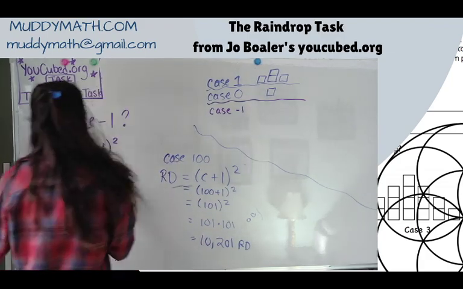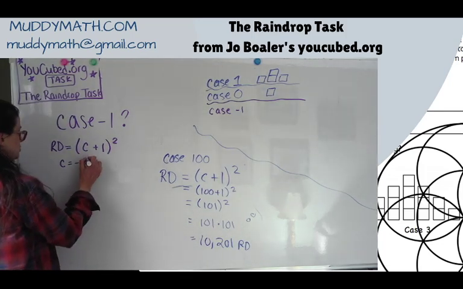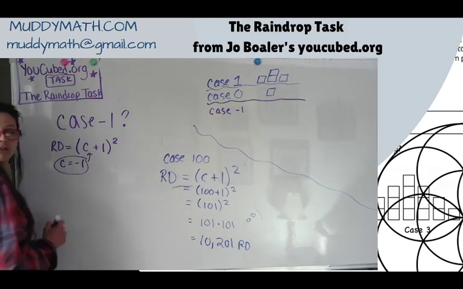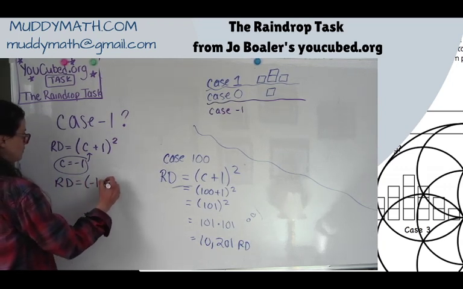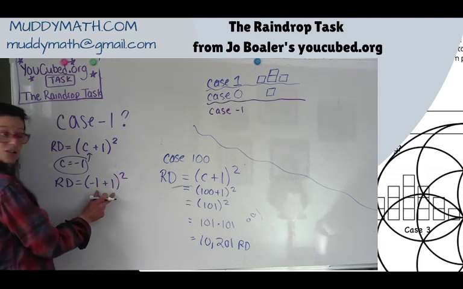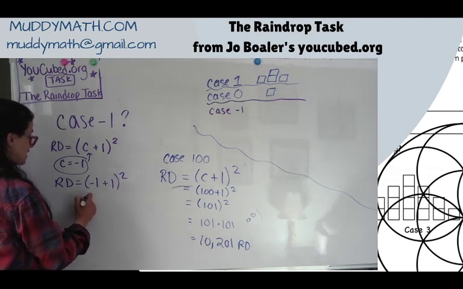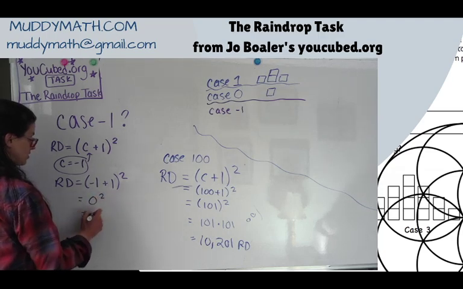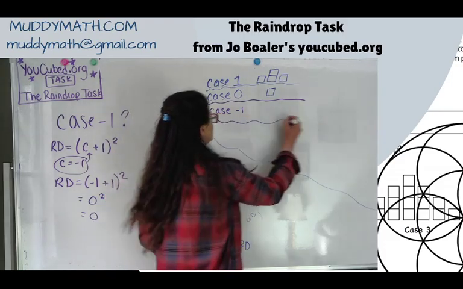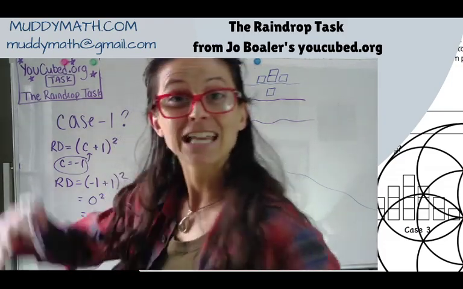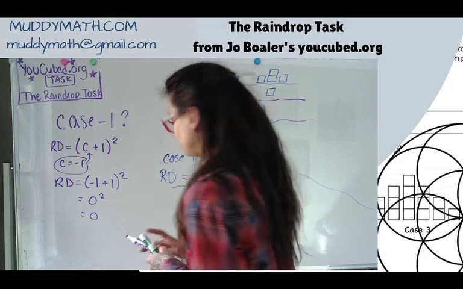Let's see. So negative 1, we'll substitute c equals negative 1 in for the variable c. We get the raindrops equals negative 1 plus 1 squared. These are opposites, okay? They are additive inverses, so we get 0 squared, which is 0. Okay, so case negative 1 doesn't have any squares. This is exciting. I'm going to try case negative 2. I encourage you to try as well.